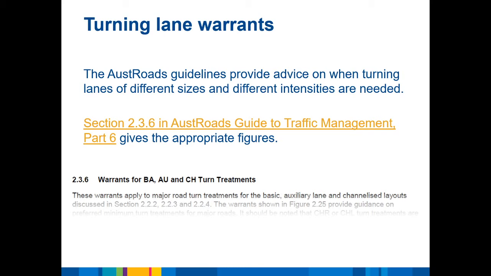So, question 6, where can turning lane warrants be found in the Austroads guides? That's section 2.3.6. I think that's important for you to know because whether you are in private development, in government, in a planning space, or in a design space, you're probably going to need to know where these tables are. So that's why I thought I'd make sure that you remember that.